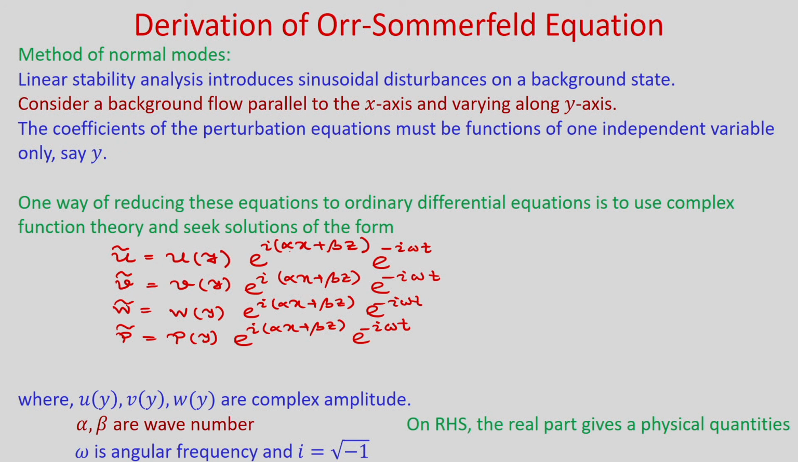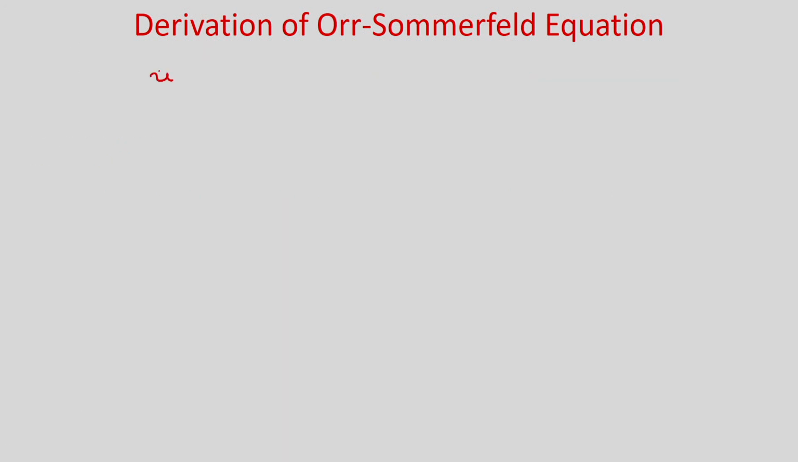Now, these perturbations we will substitute in the perturbation equations which we have already derived. We have u tilde is equal to u(y) e to the power i(alpha x plus beta z) e to the power minus i omega t.